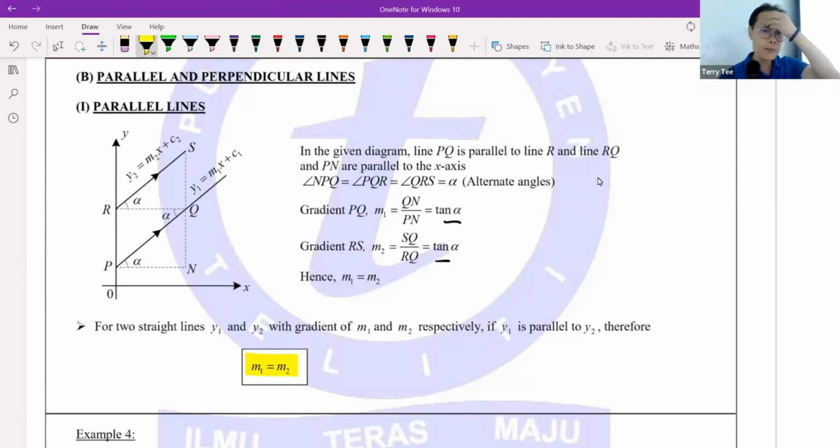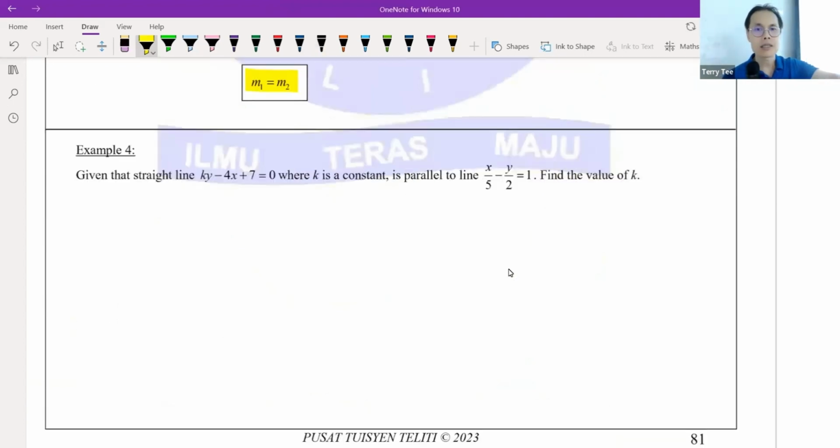Okay, so for parallel and perpendicular lines, normally what they can ask you is to find the value of an unknown in your equation. These two lines are parallel. Find the value of the unknown k. So for k, I bring over: ky equals 4x minus 7. Your y is 4 over k x minus 7 over k.